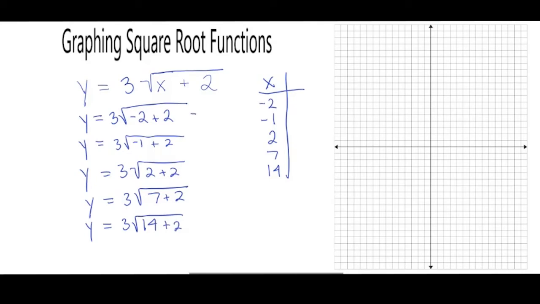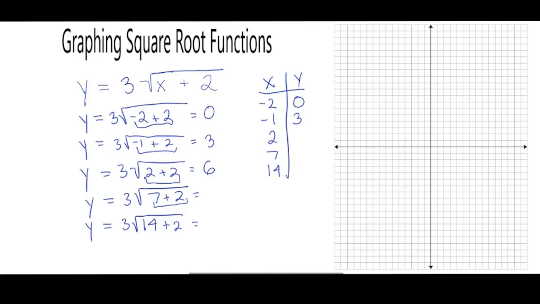Well, let's see what happens. First off, if I do negative 2 plus 2, that's 0. 0 times 3 is 0. So my first y value will be 0. Next, if I do negative 1 plus 2, that's 1. The square root of 1 is 1. 1 times 3 is 3. So my next y value is 3. Next, we'll do 2 plus 2. That's 4. The square root of 4 is 2. 2 times 3 is 6.